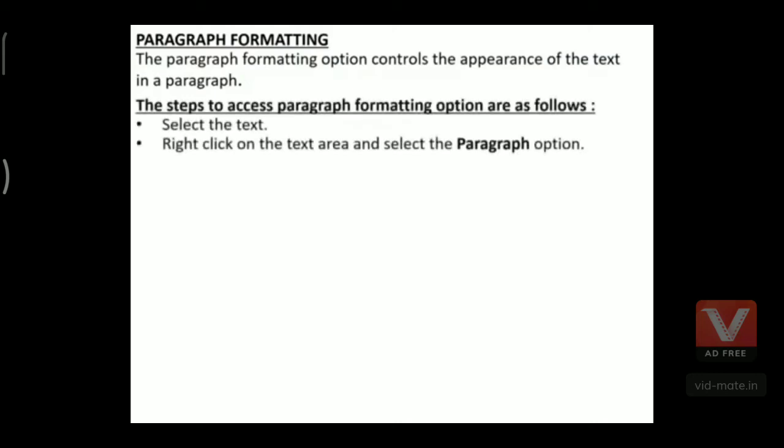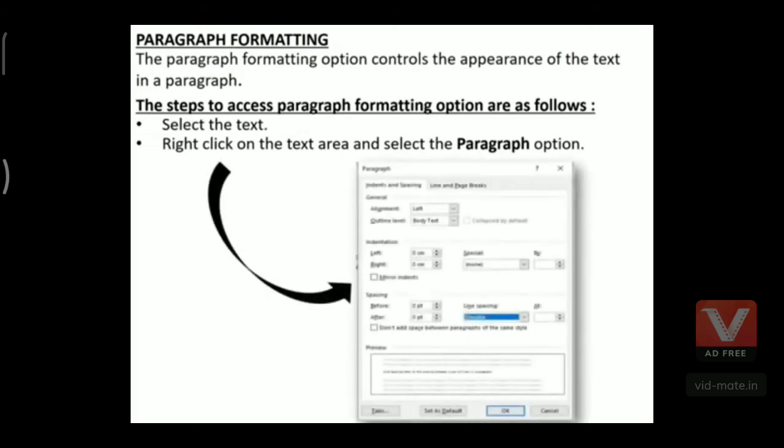Next is paragraph formatting. The paragraph formatting option controls the appearance of the text in a paragraph. Steps to access the paragraph formatting option are as follows. First step is to select the text, and second step is to right-click on the text area and select the paragraph option. To set more precise spacing measurements, click on the paragraph dialog box launcher.